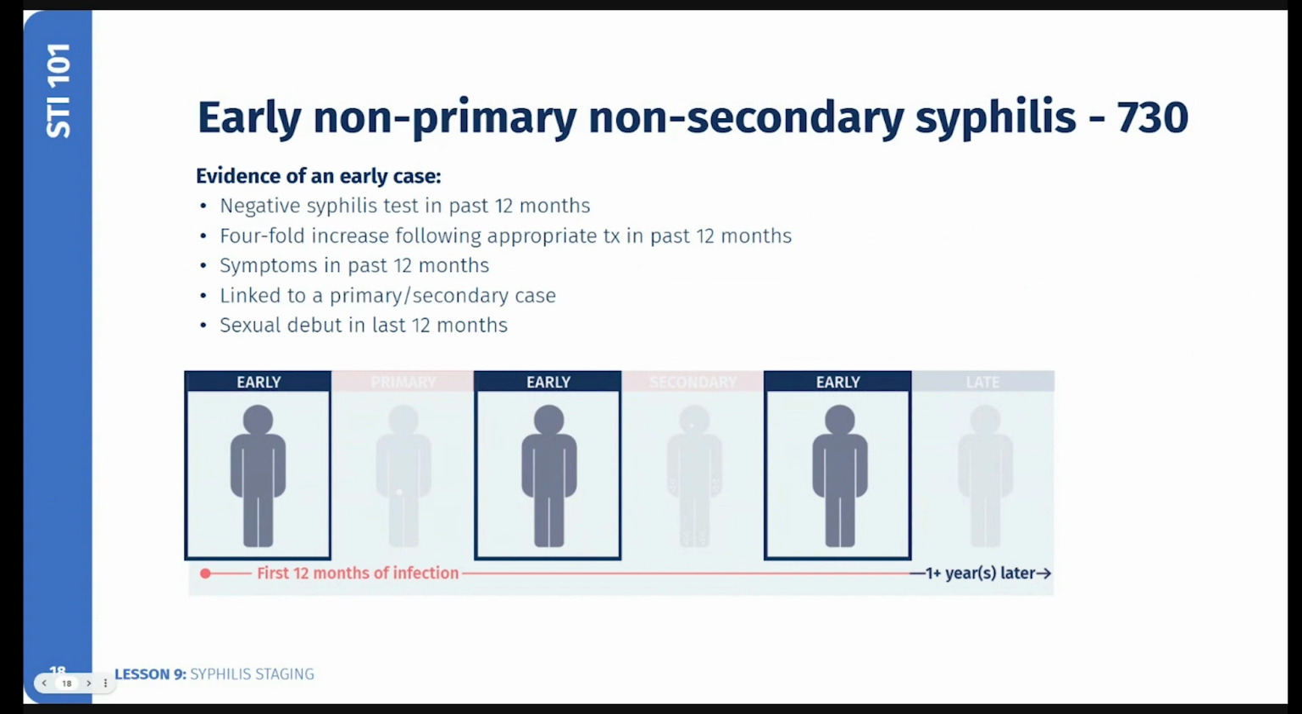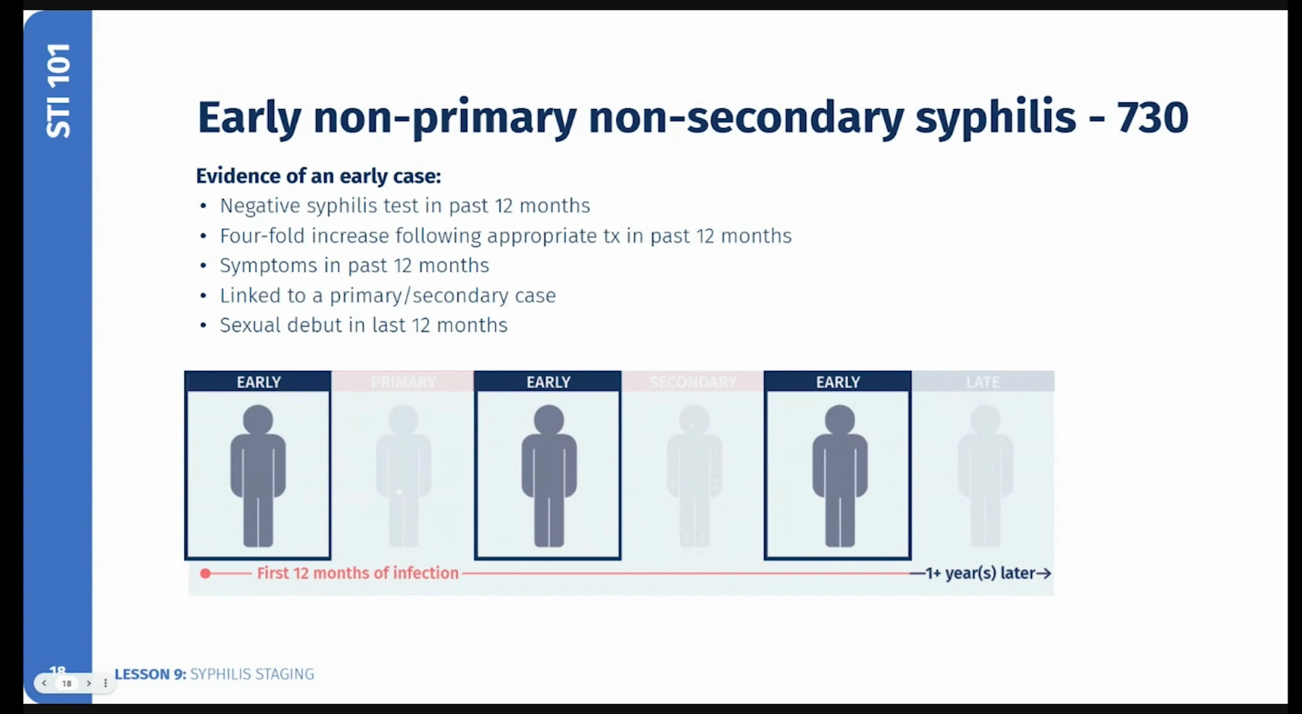As discussed in our titer section, if you have someone who demonstrates reinfection, so a sustained 4-fold increase in titer, following appropriate treatment within the last 12 months, you can call them an early case. If you have history of symptoms in the past 12 months, you may be able to call the case an early case, depending on the type of symptoms reported.